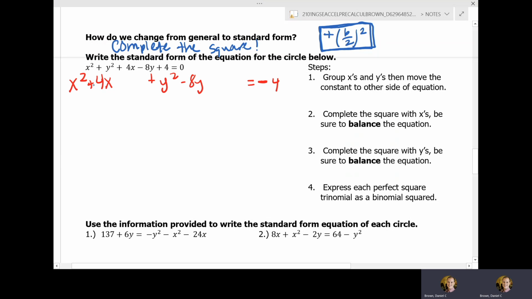That b value is what you see in front of the linear term. So the b value of the x is a 4. So I'm going to add that 4 over 2 squared. But what I do to one side of an equation, I have to balance by adding it to the other side of the equation.